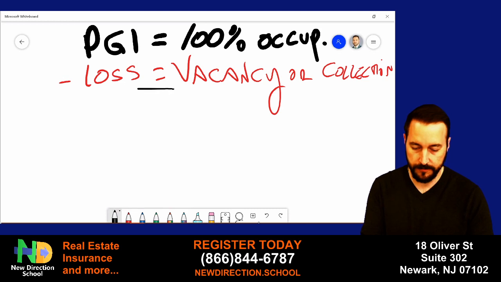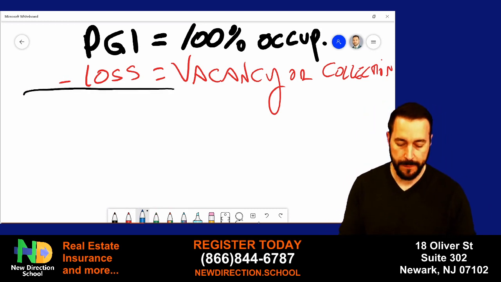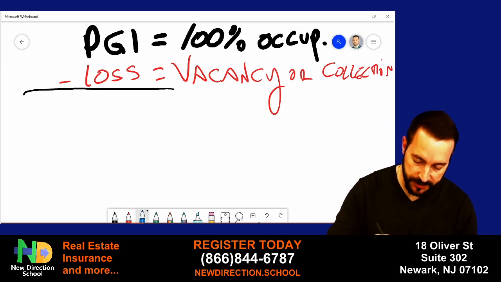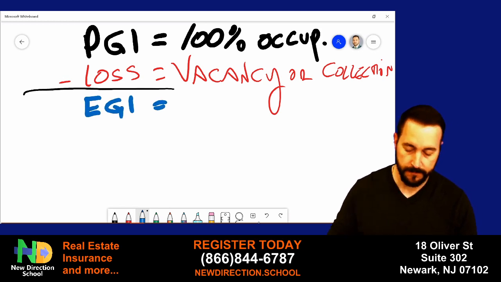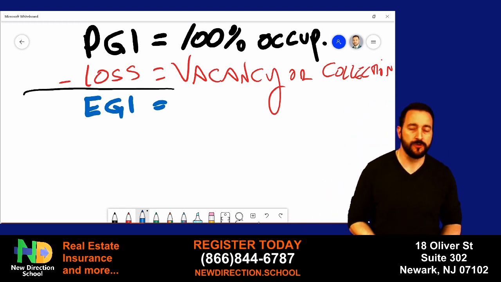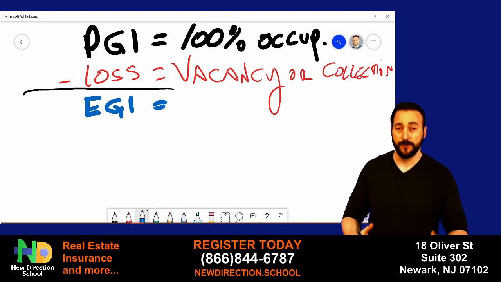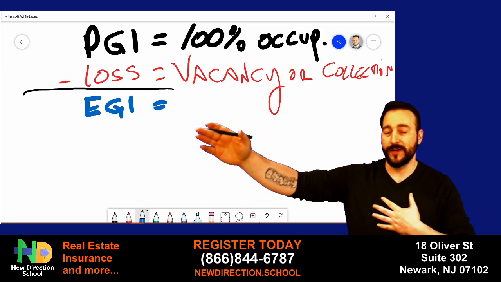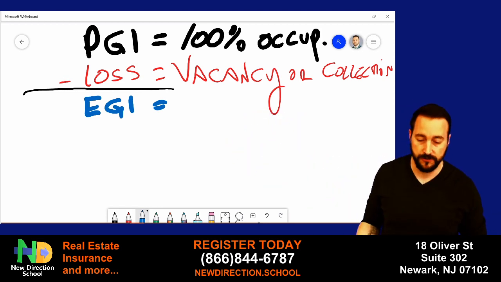And once we do minus the loss, right here, what do we get to? We get to something called effective gross income. And what is the effective gross income, or EGI? The effective gross income is the amount that we are assured, kinda, that we will collect. It's not the 100%, but it's deducting what we know as market experience. We're deducting the vacancy to give us the effective gross income.